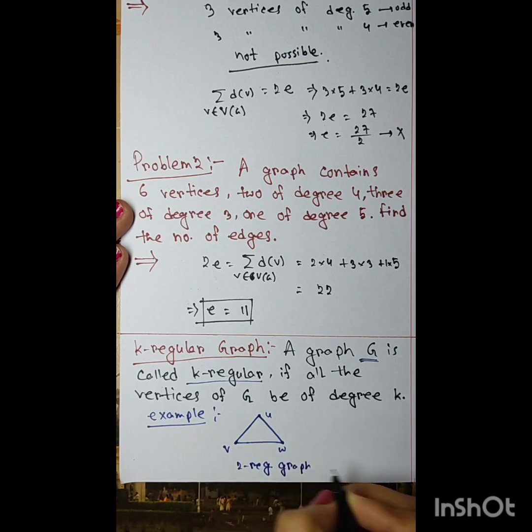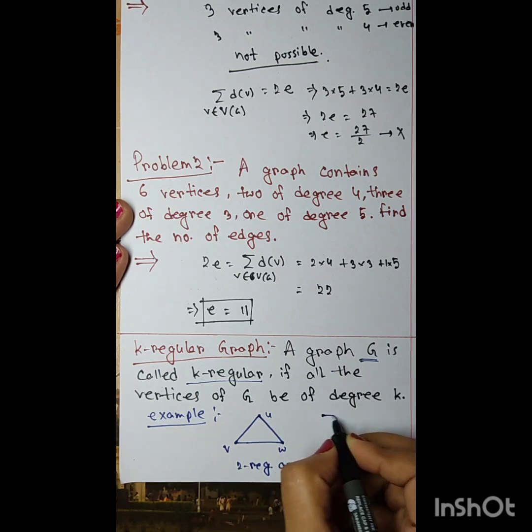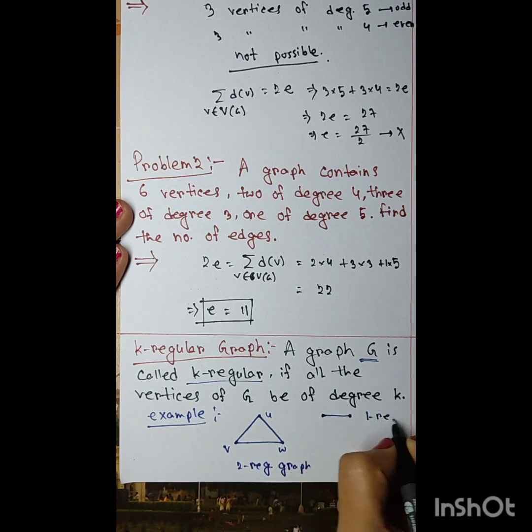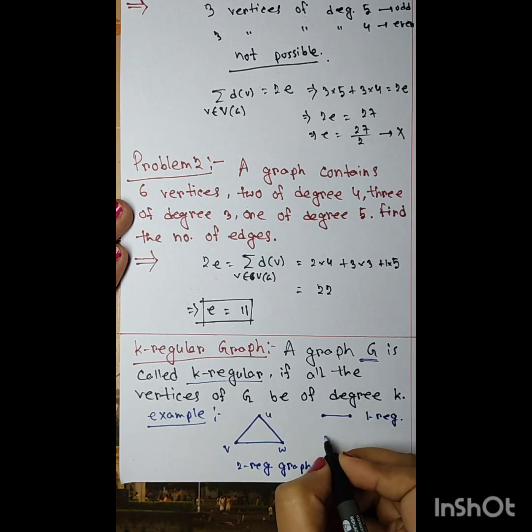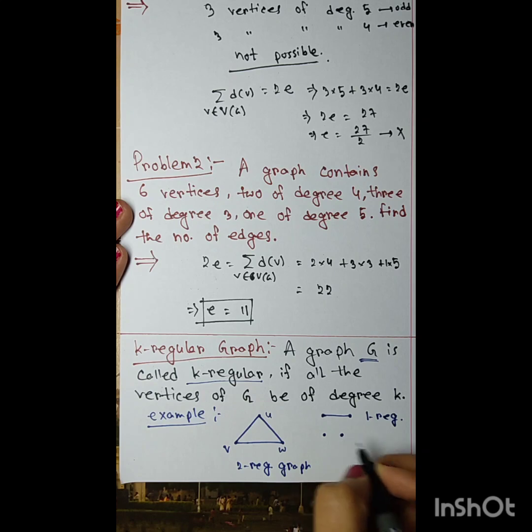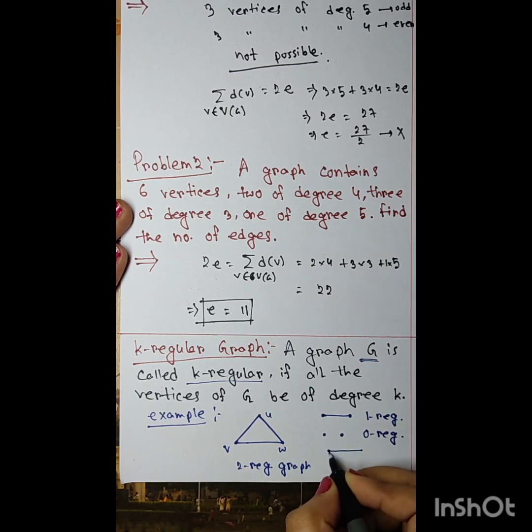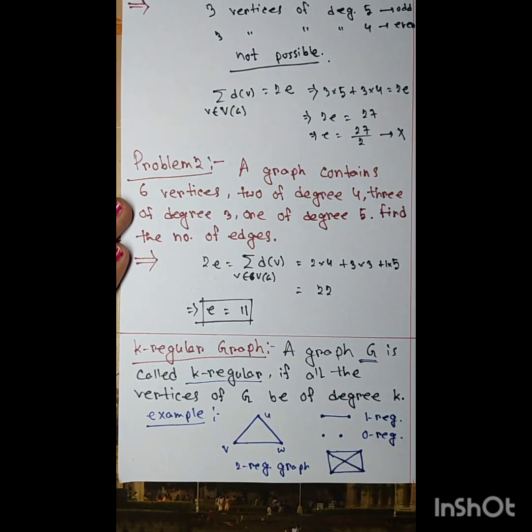Let's see another example. Let's say this one, the simplest one, which is a 1 regular graph. Also we can consider a null graph like that. Here both the vertices have degree 0, so it is 0 regular. Also we can consider another graph on 4 vertices. Here we can check that all the vertices have degree 3, so it is a 3 regular graph. Like that we can construct more examples.